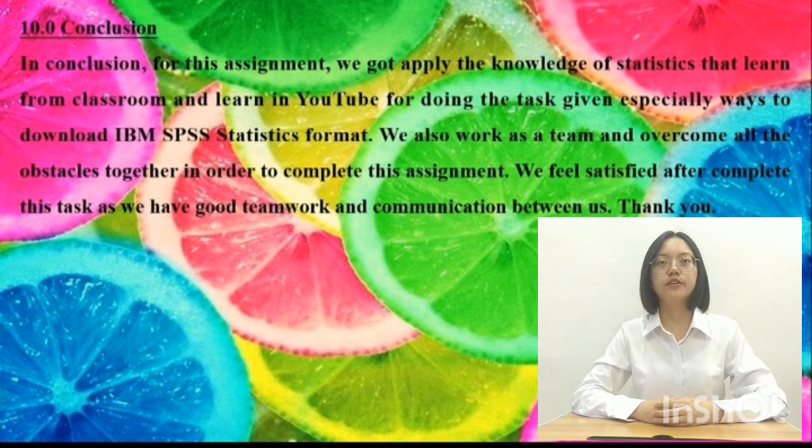In conclusion, for this assignment, we applied the knowledge of statistics that we learned from classroom and YouTube for doing the task given, especially ways to download IBM SPSS Statistics. We also worked as a team and overcame all the obstacles together in order to complete this assignment. We feel satisfied after completing this task as we have good teamwork and communication between us. Thank you.